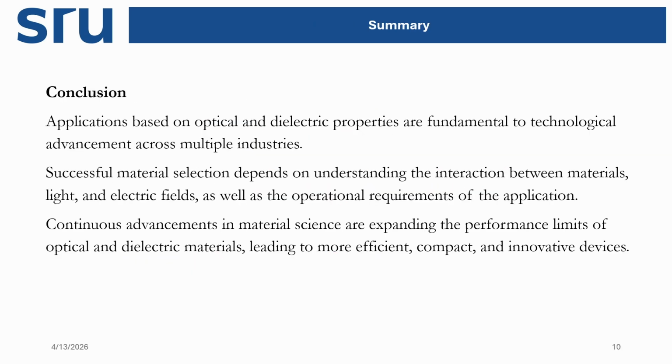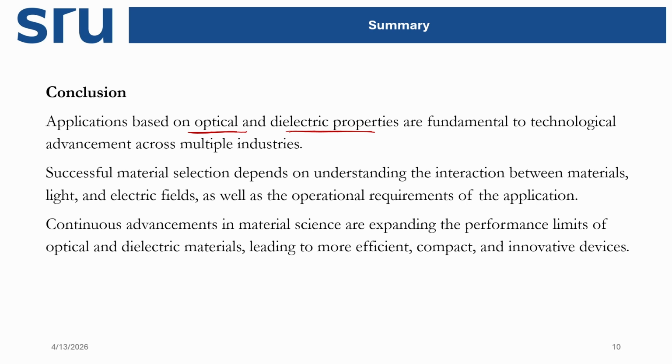The conclusion of what we have discussed in these sections: we discussed the optical and electrical properties of materials, the applications of these materials, and what properties the materials should have to be used in those applications. What criteria or parameters they should have for use in optical applications, or for dielectric properties with different applications. This we have discussed here.